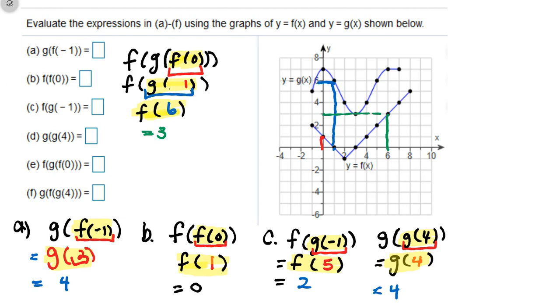All right, and we have our last one. g of f of g of 4. So starting with g of 4, we want to start off at an x value of 4, go up to the graph of g, that gives me a y value of 4. So g of 4 is 4.